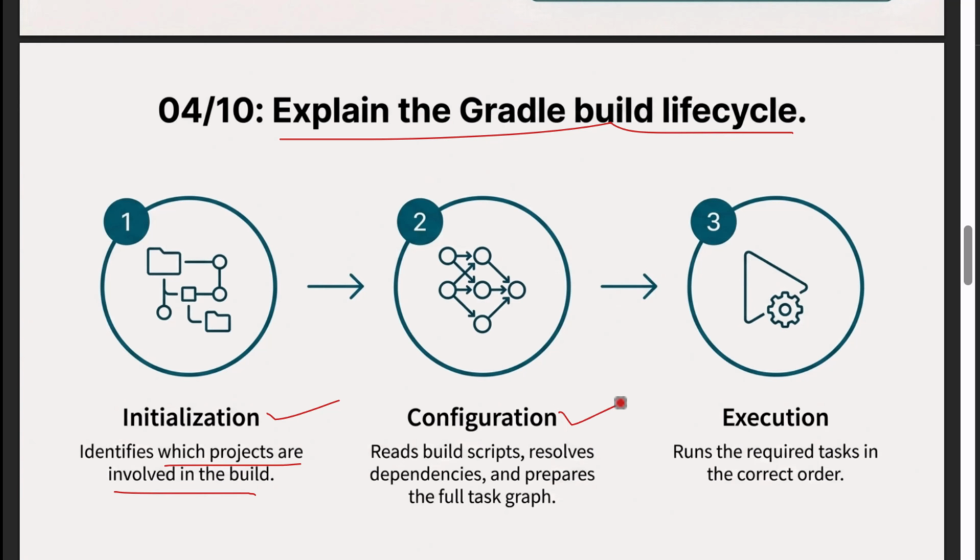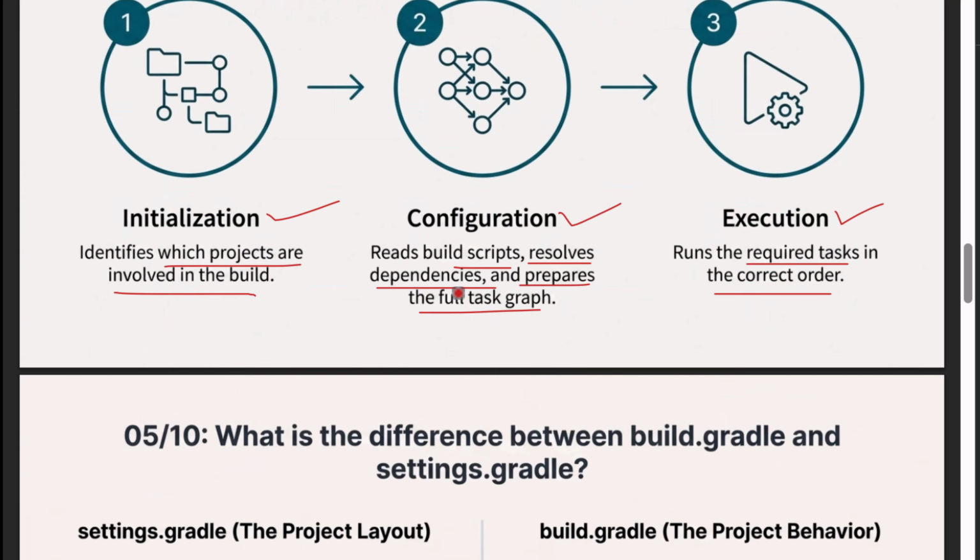The second stage is configuration. Here Gradle reads and executes your build scripts, resolves dependency configurations, and prepares the full task graph. The third stage is execution, where Gradle actually runs the required tasks in the correct order based on their dependencies. Understanding this lifecycle is very important when writing custom tasks, optimizing build times, or debugging build failures.